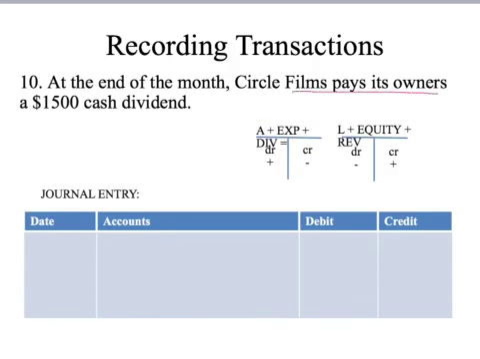So we pay its owner a cash dividend. Again, cash is decreasing, paying, and the dividend is increasing. Cash is an asset and a decrease is a credit. And here is dividend.